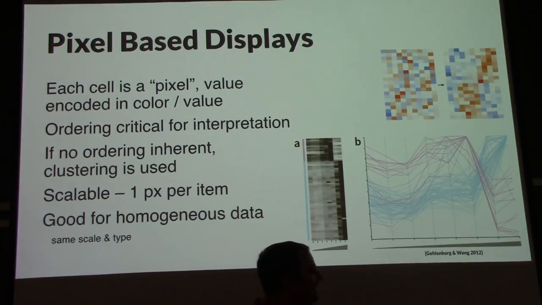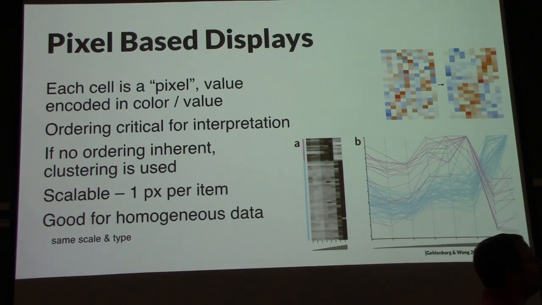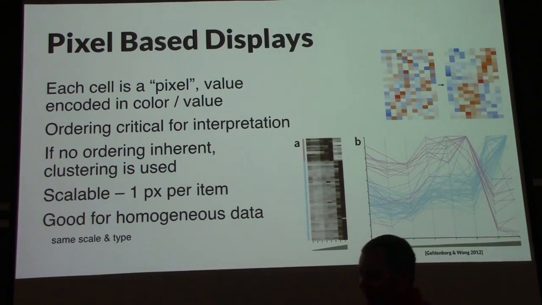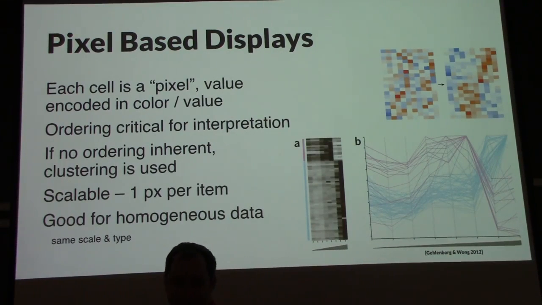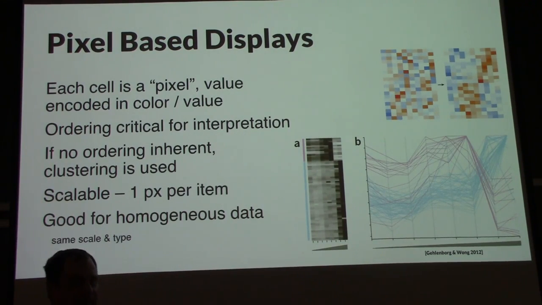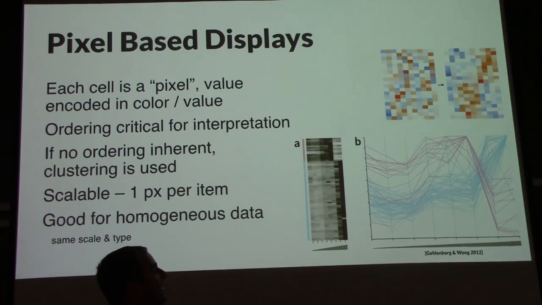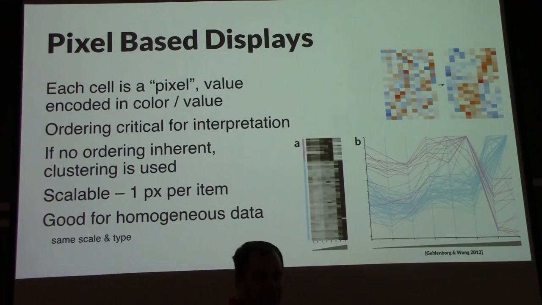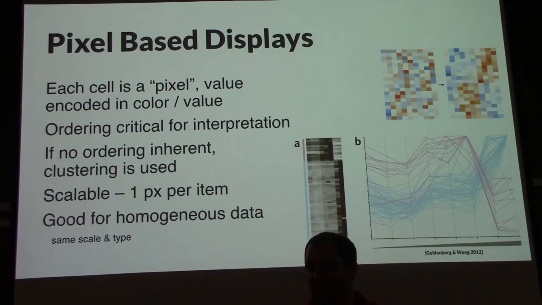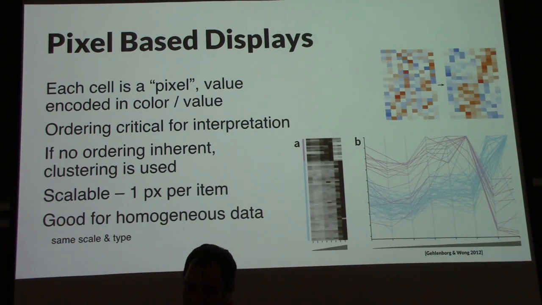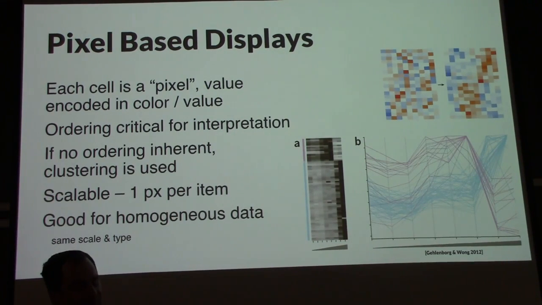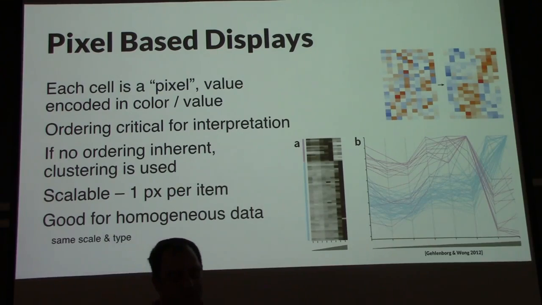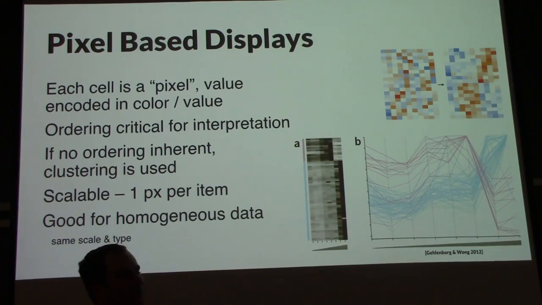So next I wanted to talk a little bit about pixel-based displays. Here, each cell is a pixel value. And here, as I mentioned, whenever we have these matrix representations, the ordering is critical for the interpretation. If we don't have an inherent ordering, we usually use clustering or matrix reordering algorithms. The big benefit of these approaches is that they're very scalable. We have one pixel per item as the lower bound of what we can show. But it's only good for homogeneous data.